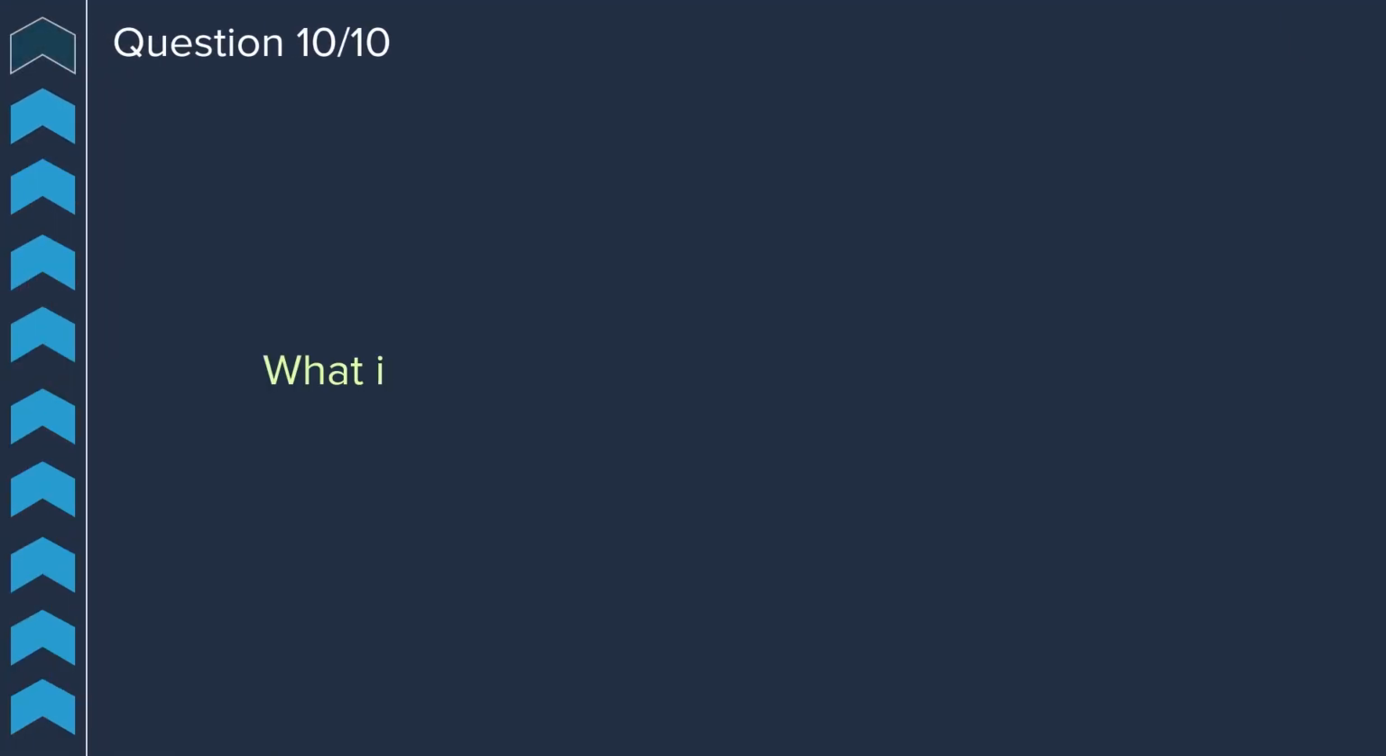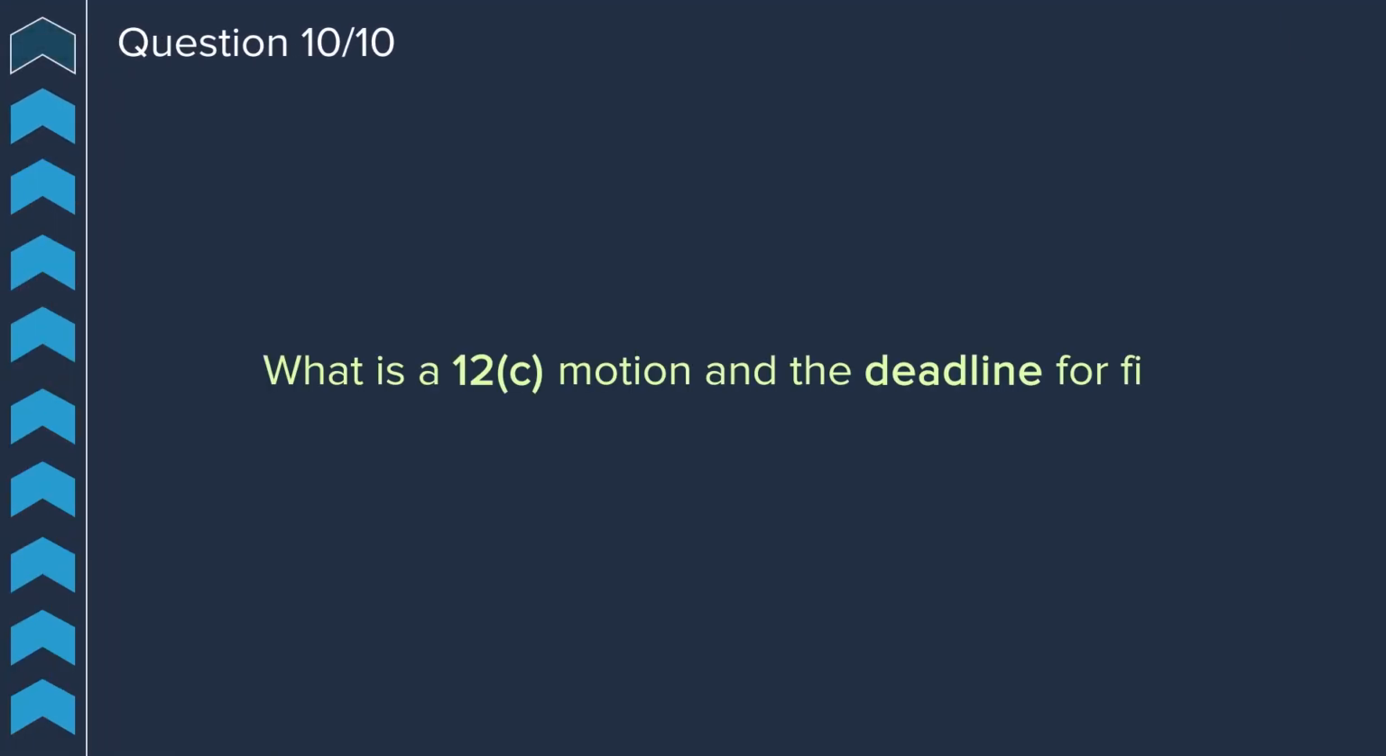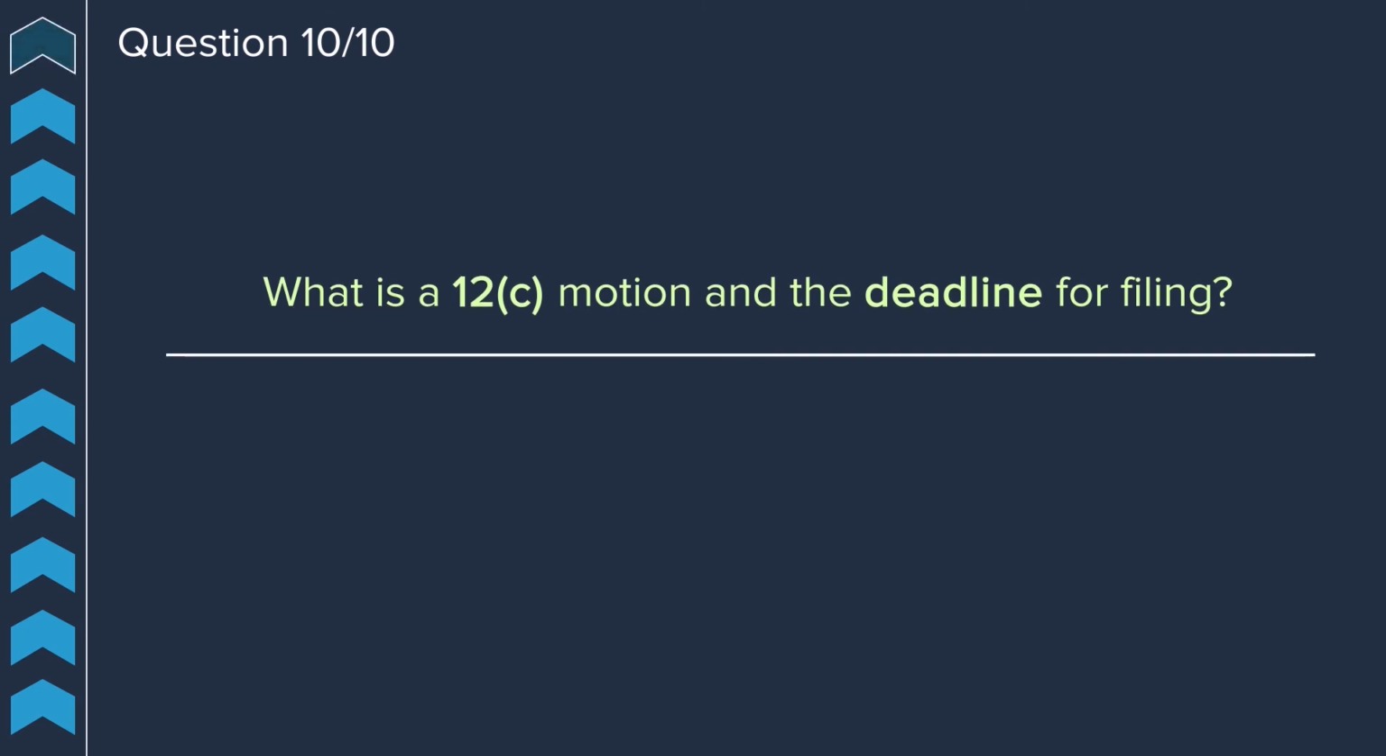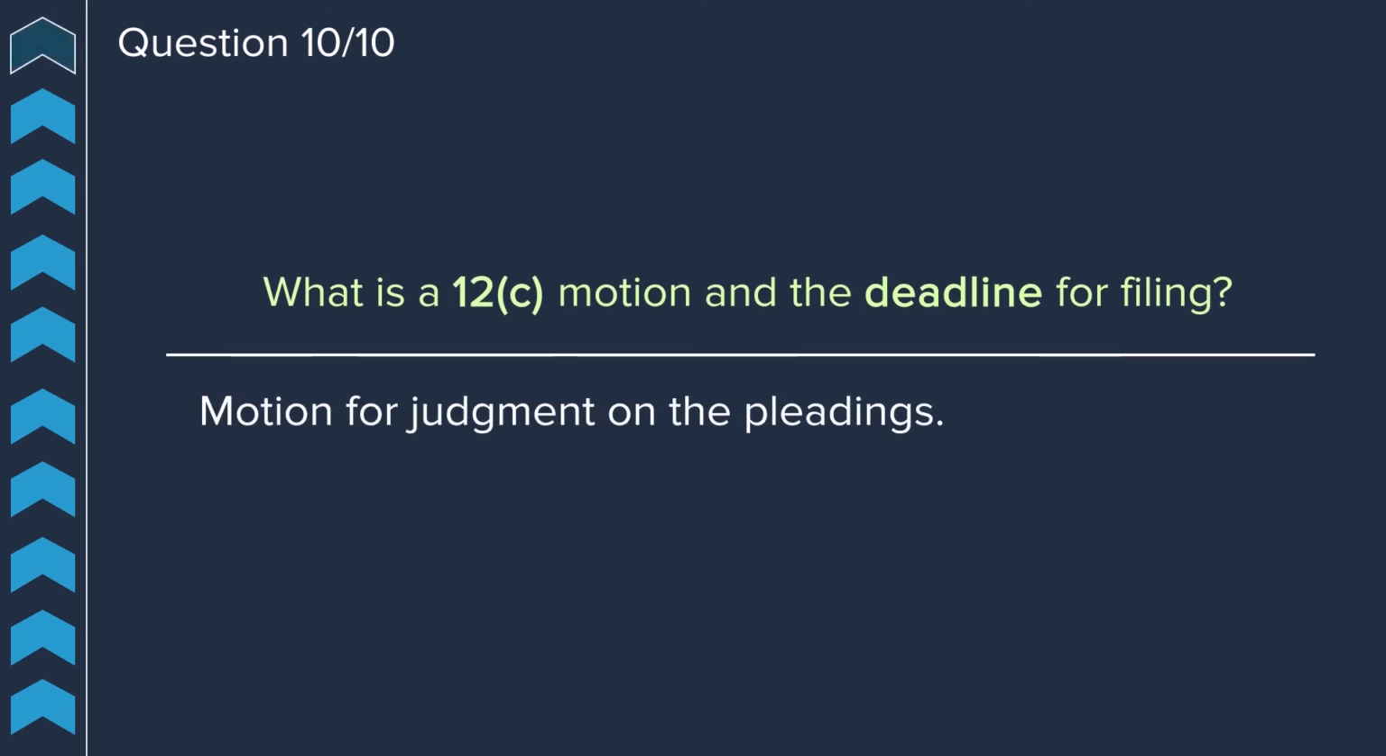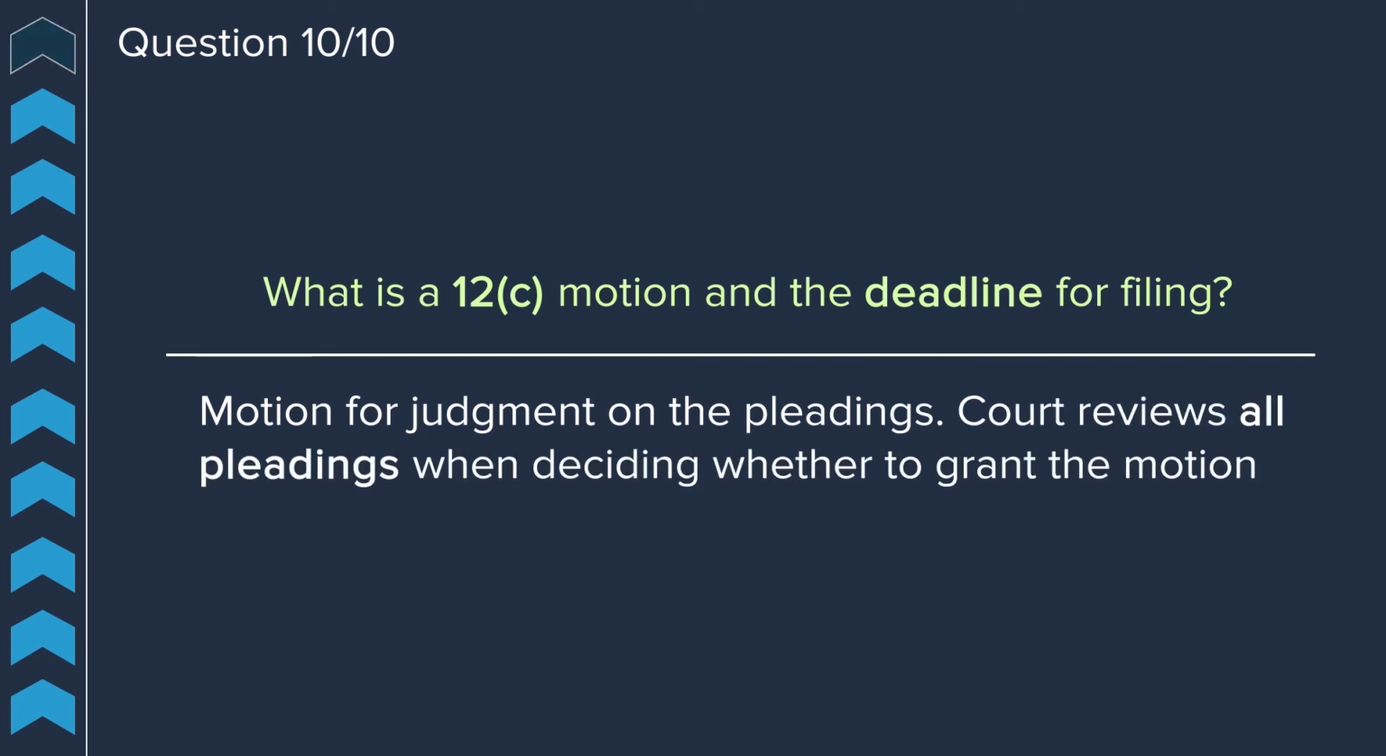Question 10. What is a 12C motion and what is the deadline for filing? A 12C motion is a motion for judgment on the pleadings. The court reviews all of the pleadings when deciding whether or not to grant the motion. It must be filed after the defendant files their answer.